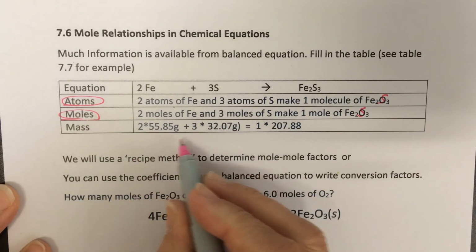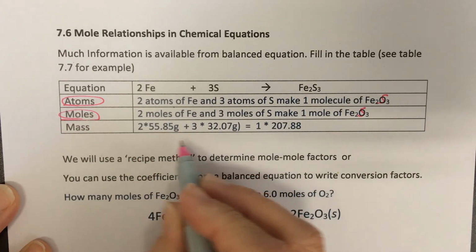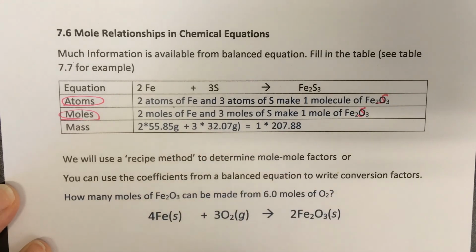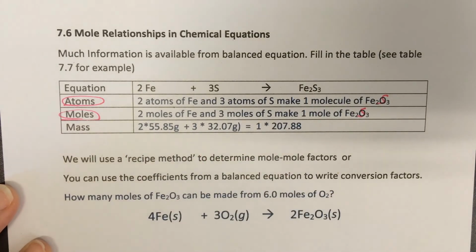Also, mass is conserved in a reaction. So we can use the recipe method to determine mole-mole factors, or we can use the coefficients from a balanced equation, and we're going to do this both ways. Mole-mole factors is just a fancy way of saying that we're going to convert one substance into another substance. So let's first check the recipe method out.